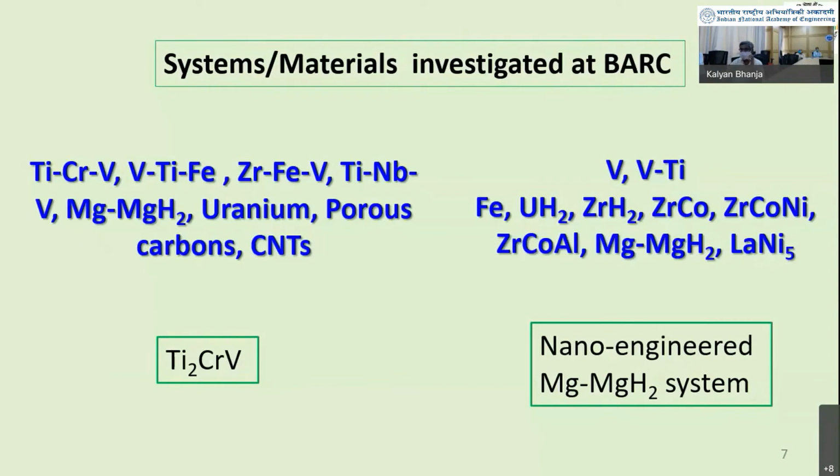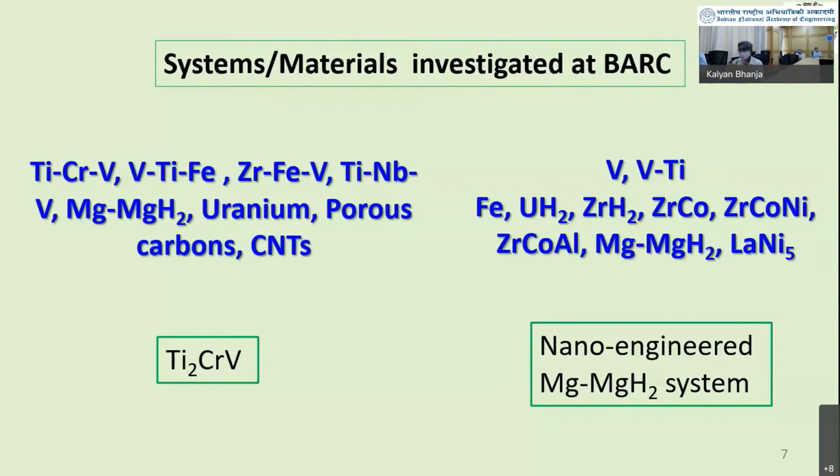There are two groups in BARC who work on this hydrogen storage technology. Based on their work, two technologies have been found to be promising. One technology is based on titanium, chromium, vanadium alloy, as I mentioned here, which is a ternary alloy made from transition metals. And another is a magnesium-based system, a nanocrystalline magnesium-based system, which also shows very promising application. These two systems are found to be very promising.